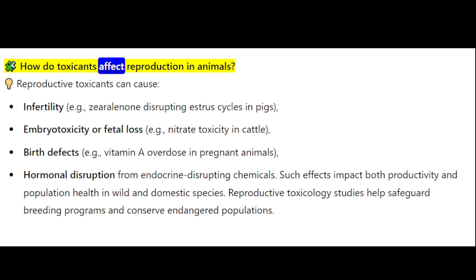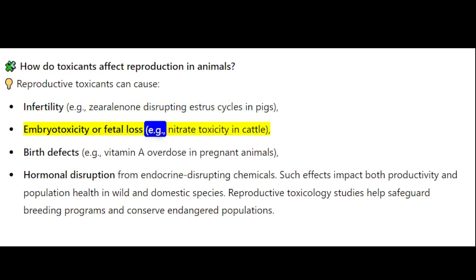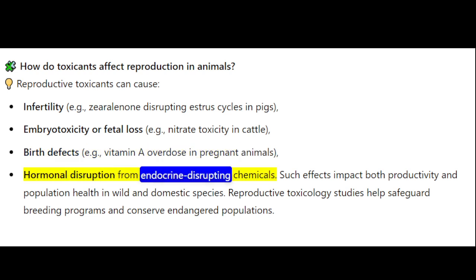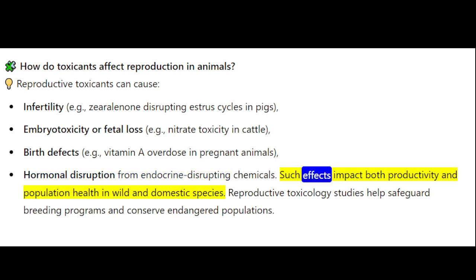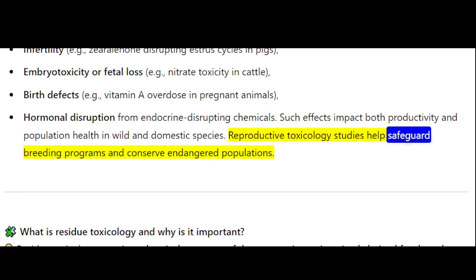How do toxicants affect reproduction in animals? Reproductive toxicants can cause infertility, for example, zearalenone disrupting estrus cycles in pigs. Embryotoxicity or fetal loss, for example, nitrate toxicity in cattle. Birth defects, for example, vitamin A overdose in pregnant animals. Hormonal disruption from endocrine disrupting chemicals. Such effects impact both productivity and population health in wild and domestic species. Reproductive toxicology studies help safeguard breeding programs and conserve endangered populations.